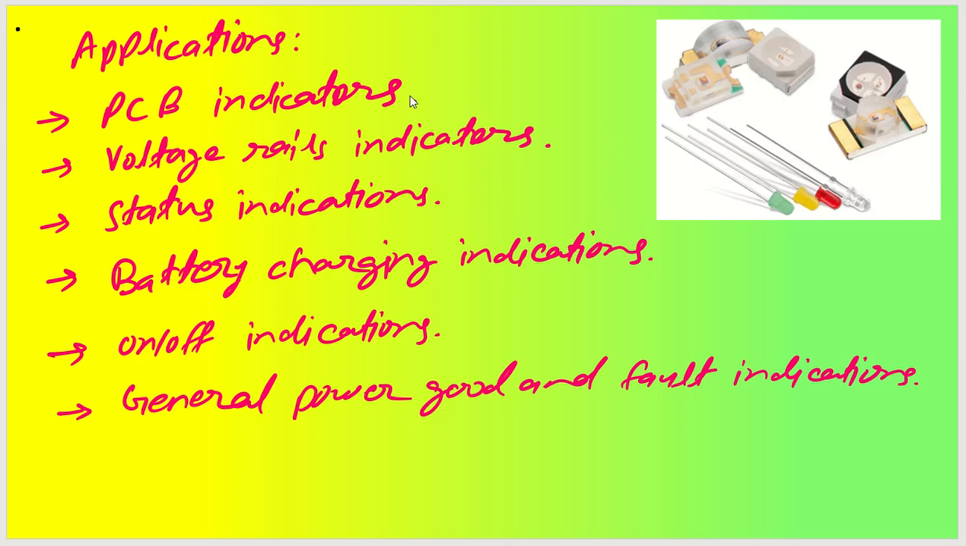Like you have the printed circuit board, on that some indicators will be there, like let's say voltage rails indicators, like 5 volt indication, 3.3 volt indication, 12 volt indication, or some power supply indications. Some of the status indications will also be required. Somewhere you will be charging a battery, so you need to have a battery charging indication or battery fault conditions.